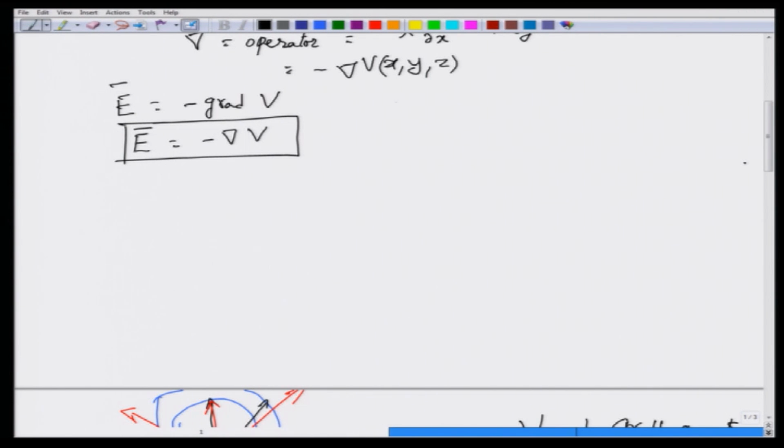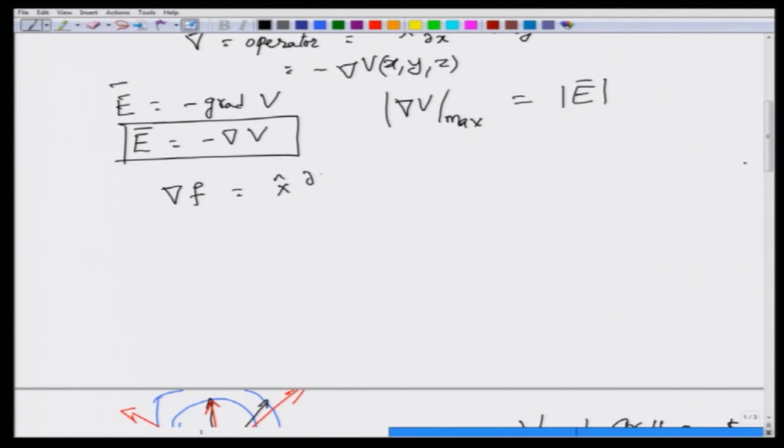Okay. What does the gradient of V tell us? The gradient of a potential at its max will give me the magnitude of the electric field at any given point. In fact, this is very general. For example, let us assume that there is some scalar function f and I calculate the gradient of the scalar function. What will be the result? This will be x hat del f by del x plus y hat del f by del y plus z hat del f by del z.